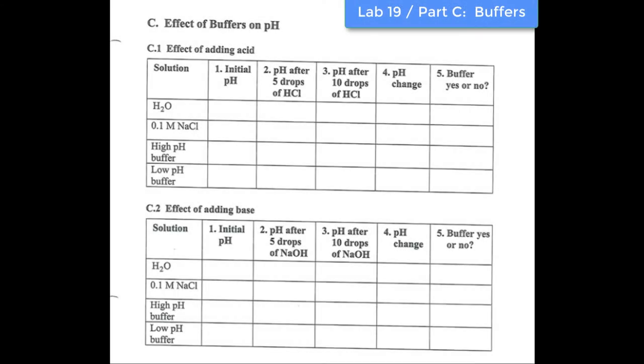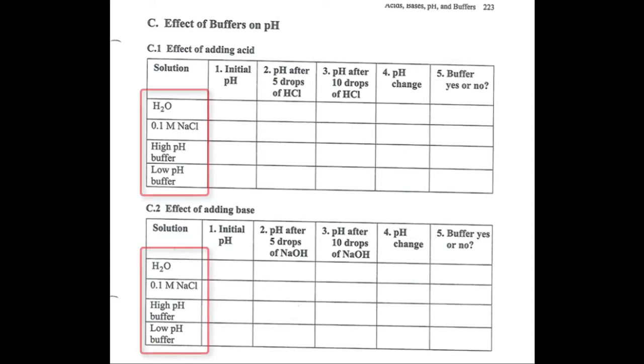Part C of Lab 19 is designed to show you how buffers can resist pH changes. And what we're looking at here is the data table that you see in your lab report. And for each part, C1, C2, there's a short video for each one. And notice they're using the same solutions each time: water, the 0.1 molar sodium chloride, a high pH buffer, and a low pH buffer.